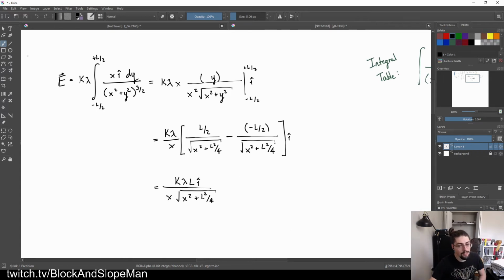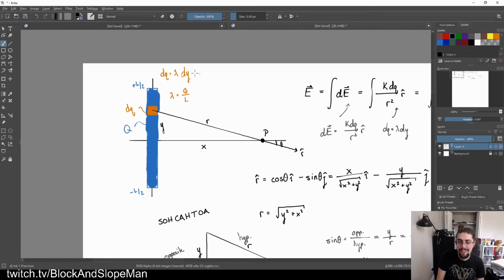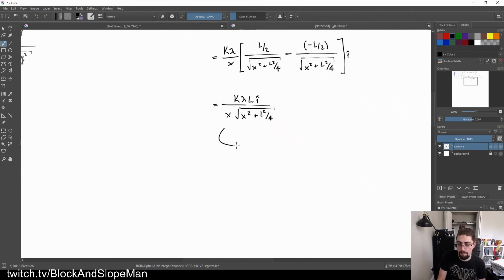But the last thing that we need to do is put this back into terms of things that we were given from the very start, and we were not actually given lambda. We've been using lambda the whole time, but lambda is actually Q over L. So my very last step is to replace it with Q over L. It cancels out the L. What I end up with there is our final answer for this problem.